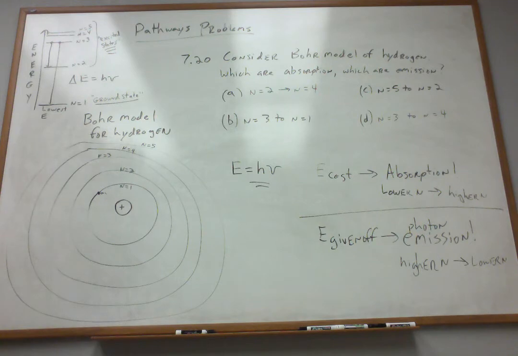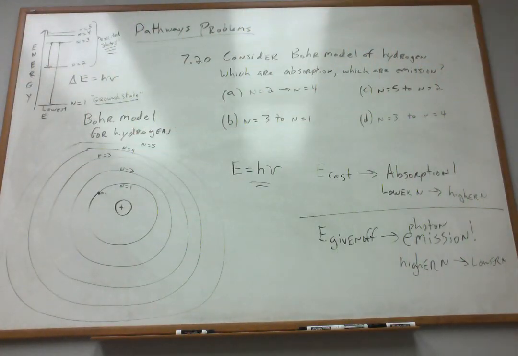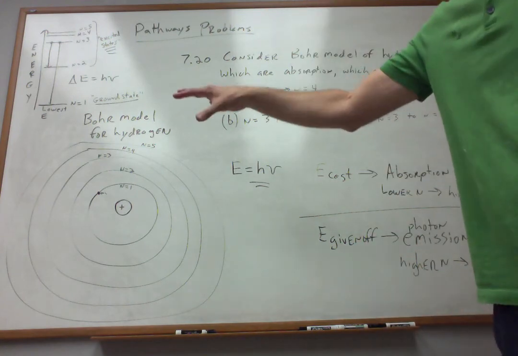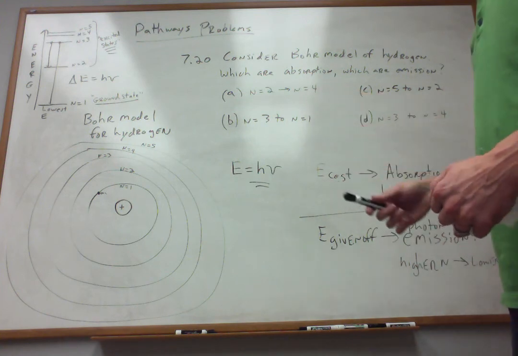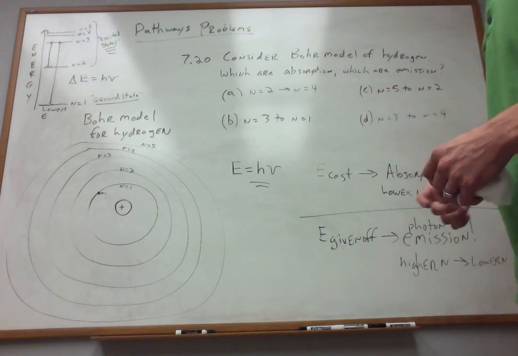All right, so back to the original problem. Now that we talked a lot about how this Bohr model works, I wanted to make sure you heard that story, because this question is extremely easy if you understand how the Bohr model works, right? So which of these transitions between the allowed orbitals are absorption, which are emission?